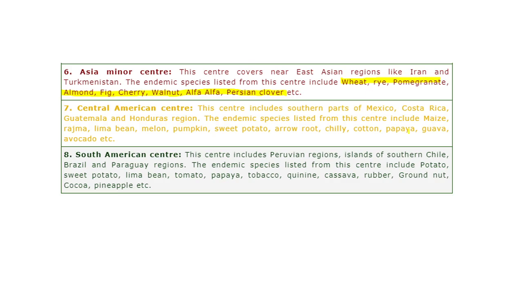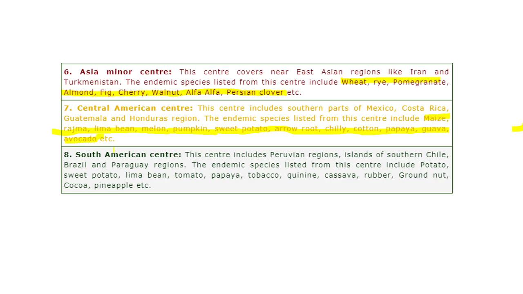So the Central American center of origin includes Mexico, Costa Rica, Guatemala, and Honduras, where we can see maize, rajma, lima bean, melon, pumpkin, sweet potato, arrowroot, chili, cotton, papaya, guava, and avocado originated.